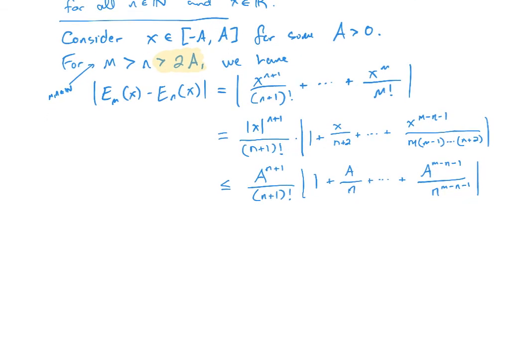Okay, we're getting there. Now let's leave the outside the same. n is greater than 2a. So a over n is less than 1/2. And when we get to the end, we will have less than 1/2 to the m minus n minus 1.